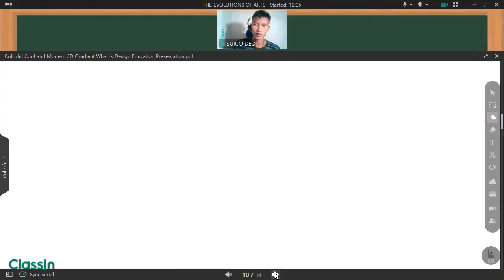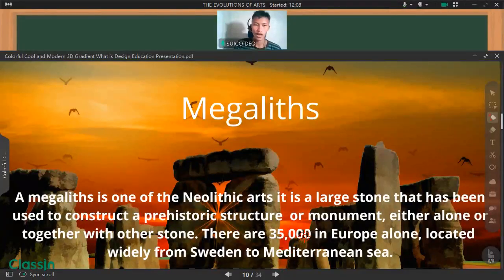The example of this one is the megaliths. A megalith is a stone of Neolithic art. It is a large stone that has been used to construct a prehistoric structure or monument, either alone or together with other stones. There are 35,000 in Europe alone, located widely from Sweden to the Mediterranean Sea.